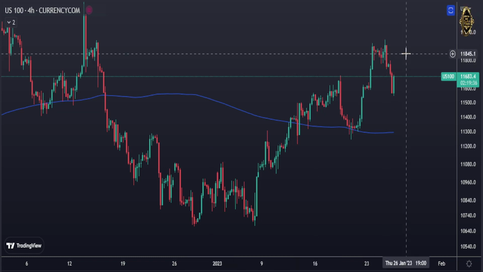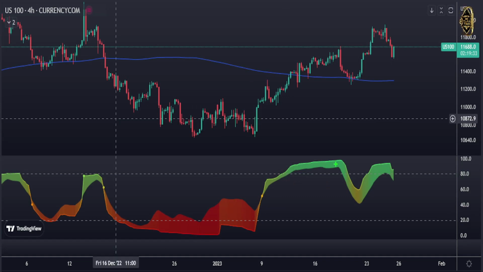I think everything is too clear. Let's see what our indicator is saying. Our indicator, same thing. As you remember, it gave us here the divergence. As you see, a very clear divergence.